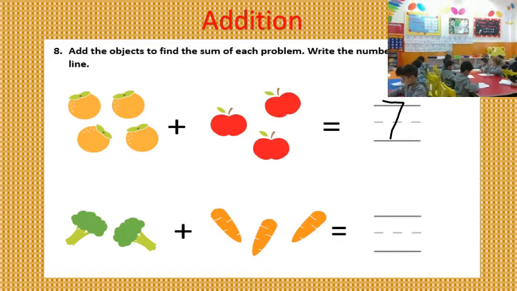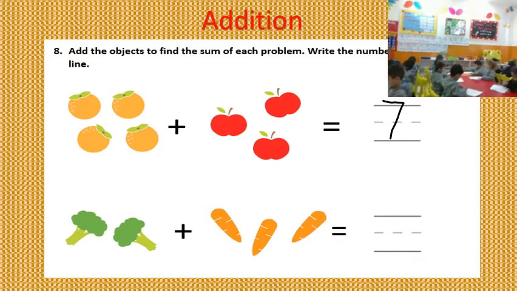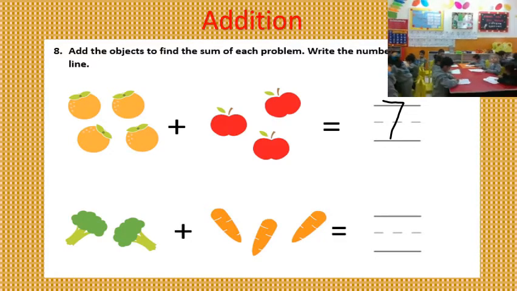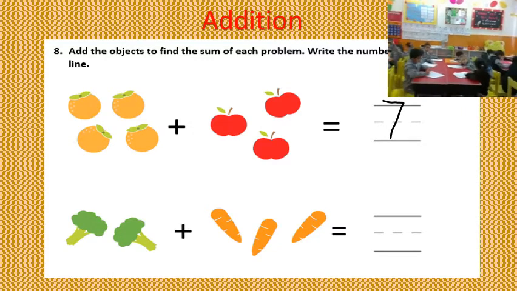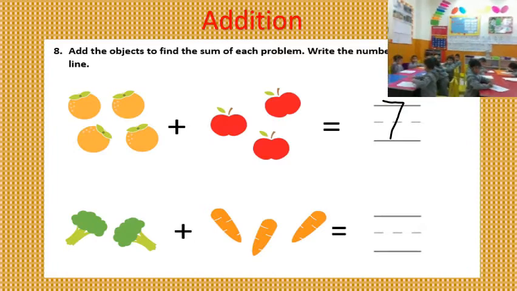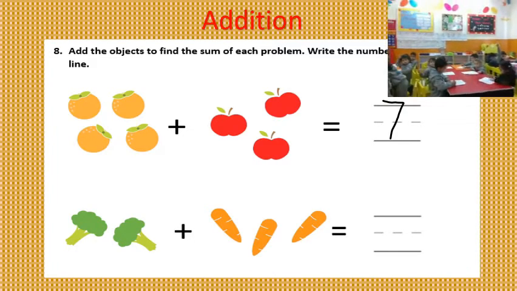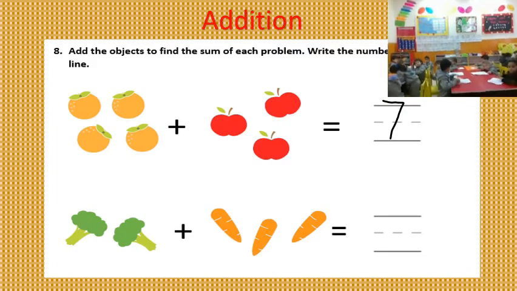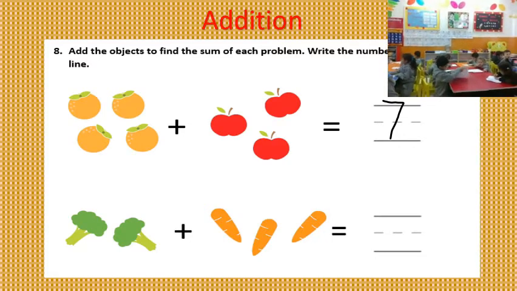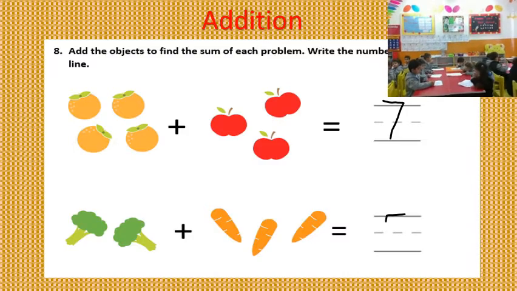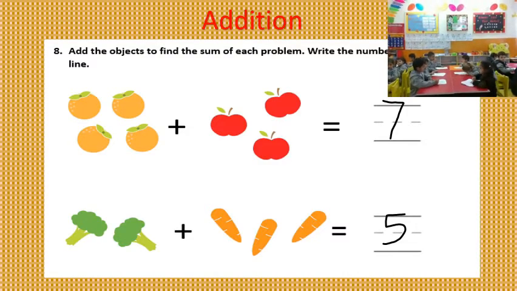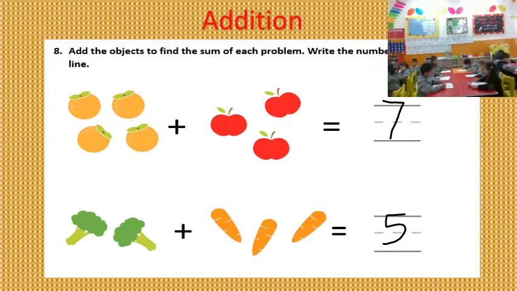Now let's look at our vegetables. Shh. You raise your hand if you have the answer. Okay, how many broccoli do I have? 2, okay. How many carrots do I have? 3. How many vegetables do I have? 5, that's right. So go ahead and write 5 on the line. Excellent.